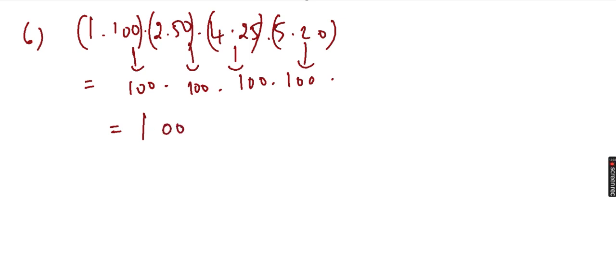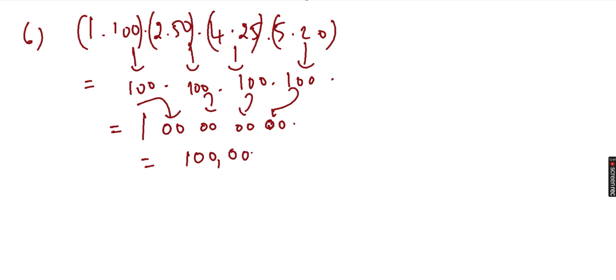So be careful with the zeros. 1, 2 zeros are included. Next, try to include these 2 zeros. So altogether you will have 8 zeros. So this is how you need to approach this problem.